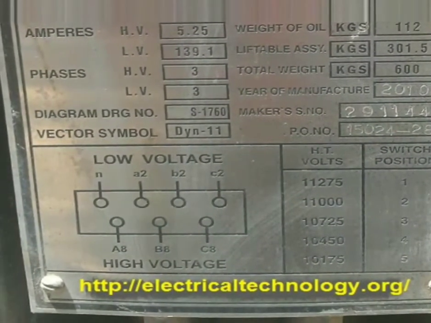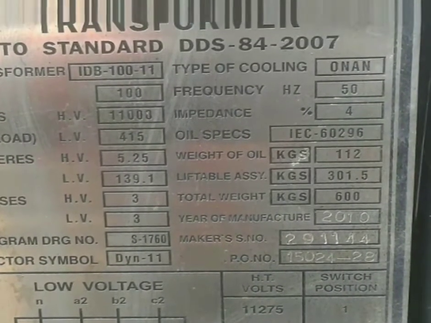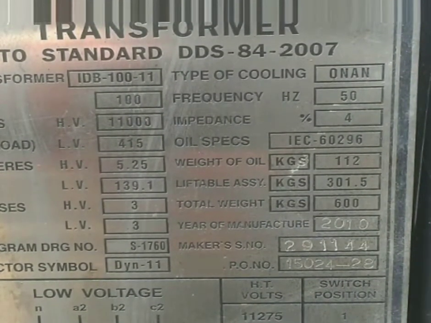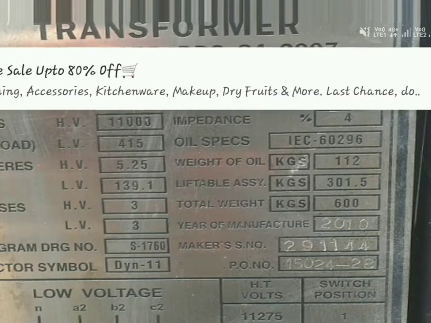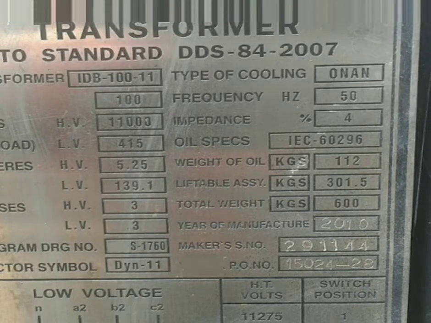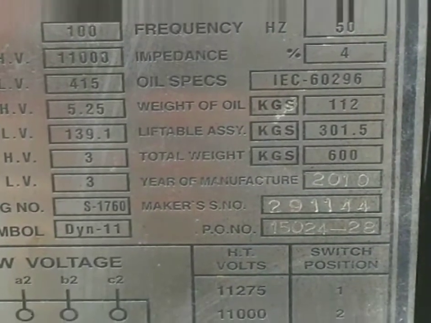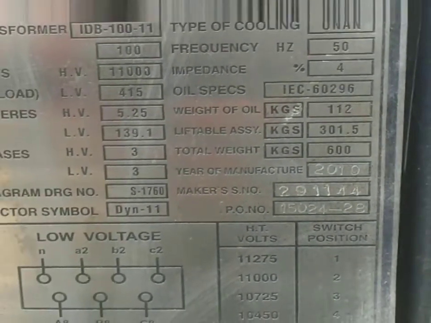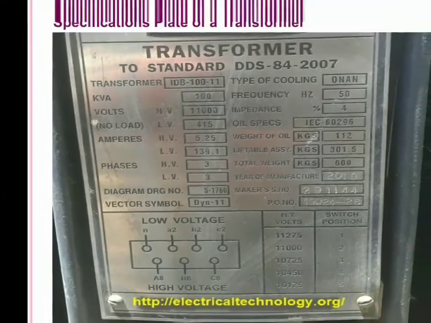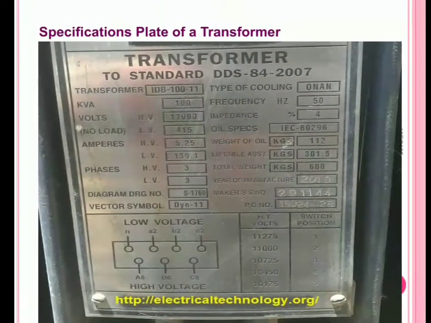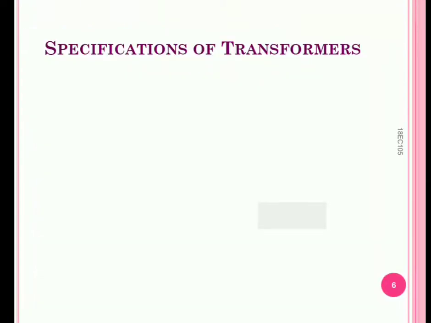There are different symbols, and on the right side there are more specifications. The frequency is 50 Hz, type of cooling is on. Likewise the weight, then liftable easily. So there are different specifications. Let us now try to understand what they mean to us and why they are all important for us.